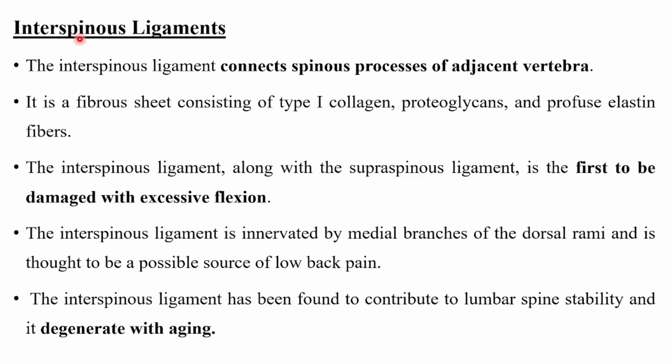That means in between the spinous processes, adjacent spinous processes. The interspinous ligament connects the spinous processes of adjacent vertebrae. It is a fibrous sheet consisting of type 1 collagen, proteoglycans, and profuse elastin fibers. The interspinous ligament, along with the supraspinous ligament, is the first to get damaged during excessive flexion or hyperflexion activities. So you can rewrite it as the function: hyperflexion will be prevented by this interspinous ligament and the supraspinous ligament. So this is the main function of this interspinous ligament.